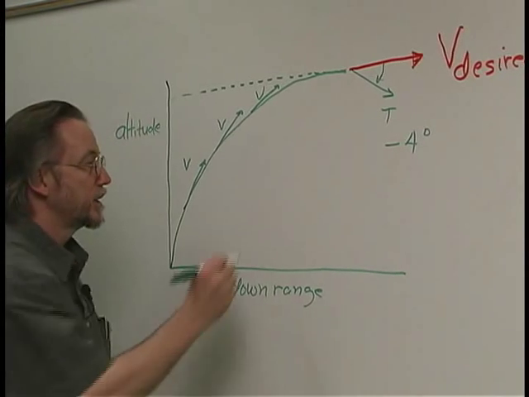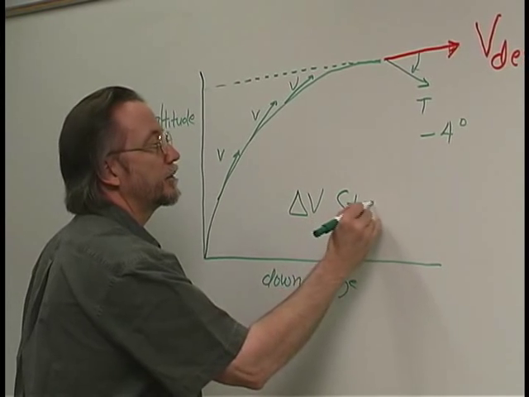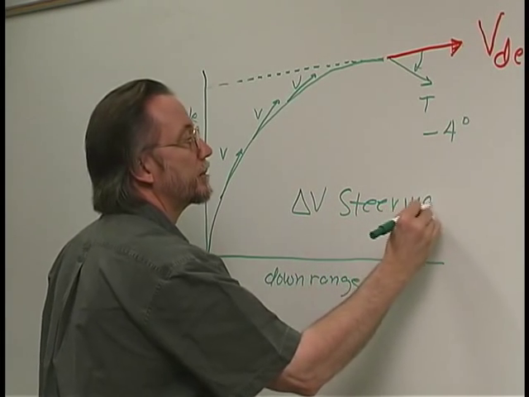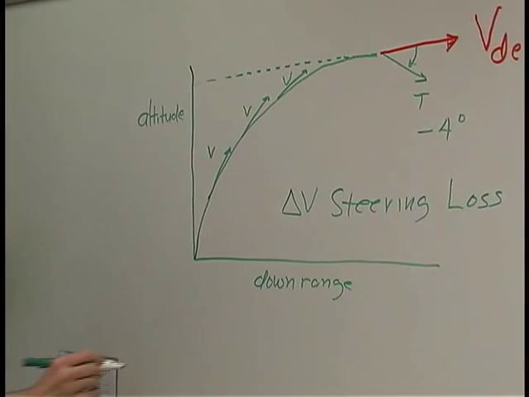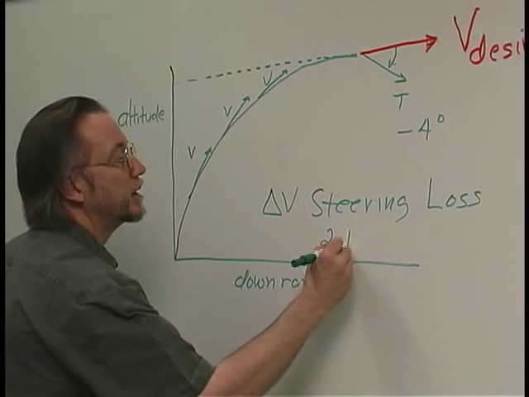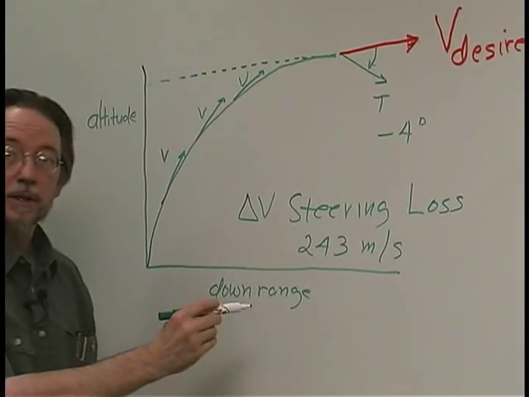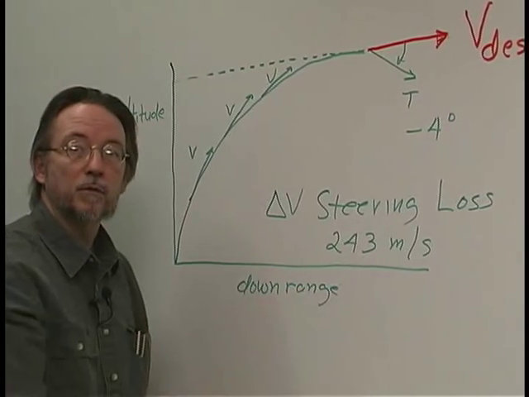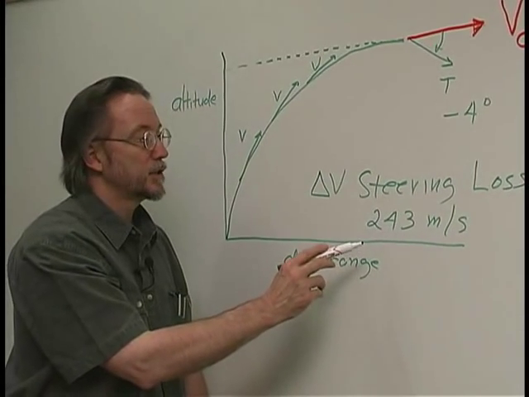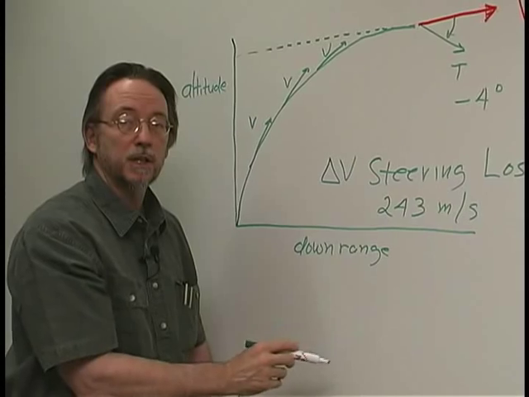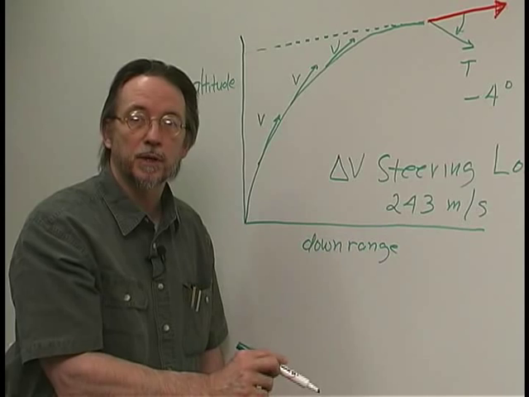The steering loss, delta V steering loss, for the Saturn V was 243 meters per second. So our propellant has to make up for that loss. This is a very difficult calculation to do, and so one practical way of approaching it is to look up the steering losses on similar launch vehicles to the one that we're trying to design.